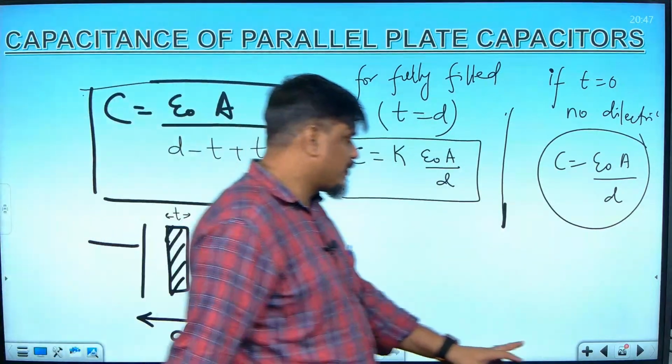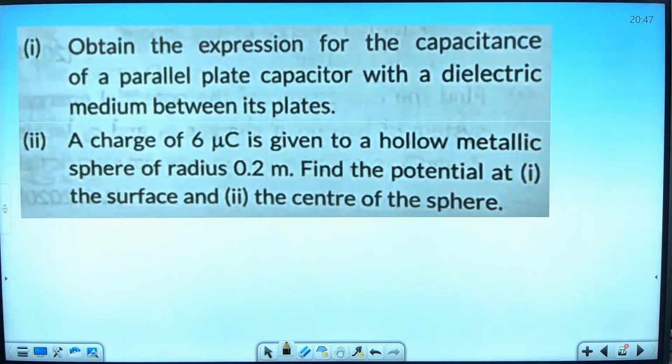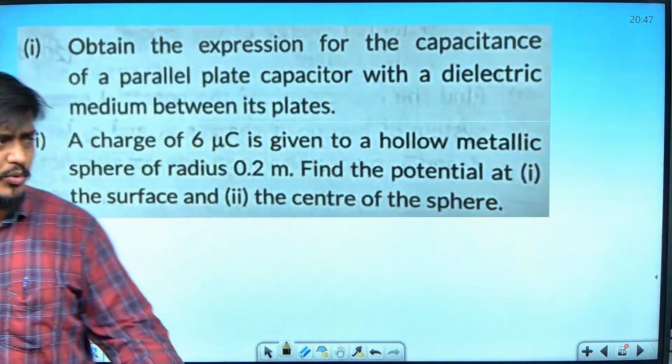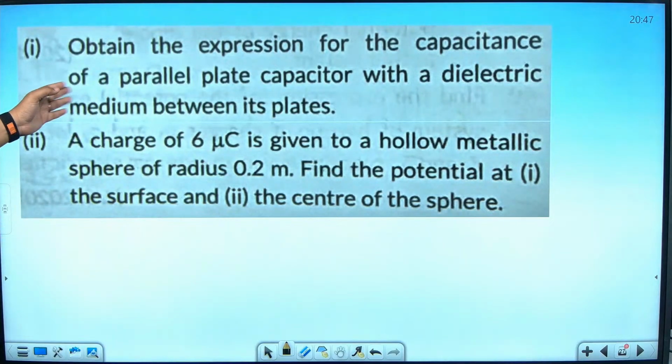So, if I go to the next page, let us take the question which has come in the board examination. The same thing I told you. In the board exam, they may ask you, obtain the expression for capacitance of a parallel plate capacitor with dielectric medium between its plates. You can solve it. Second part you solve now, fast.